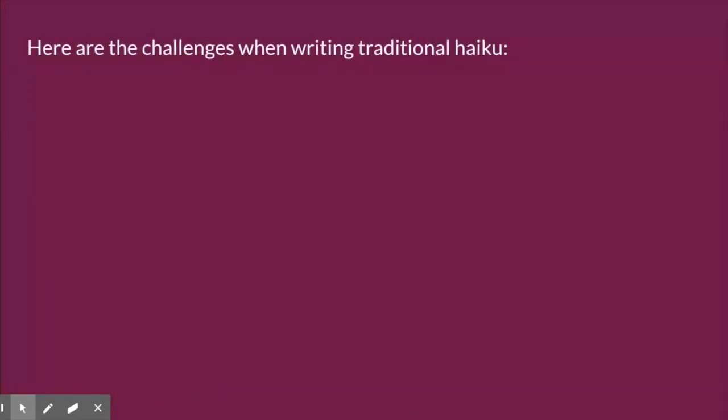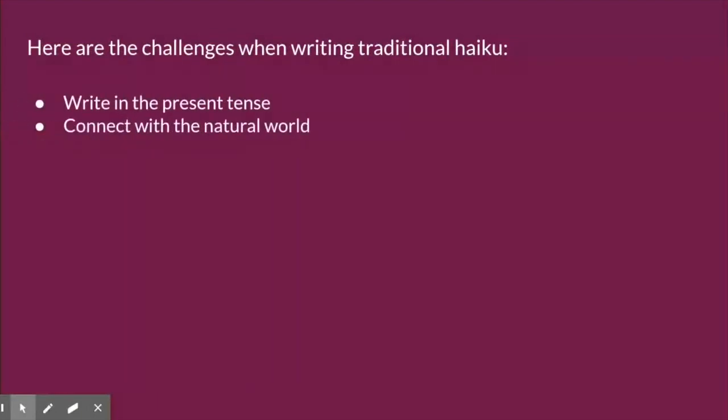Haikus are all about the moment, so it has to be written in the present tense. The content must link the reader and the message to the natural world. Connected to that is the necessity for the language to be concrete. There should not be any abstract words like emotions. For example, we shouldn't use words like love, honesty, or loyalty.